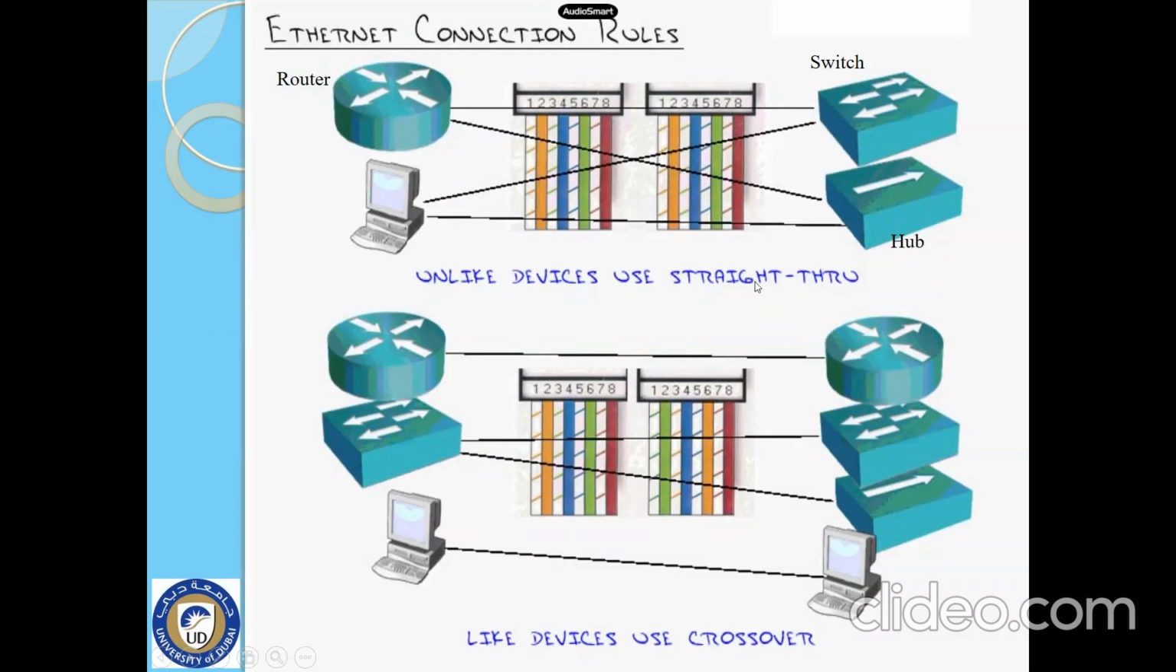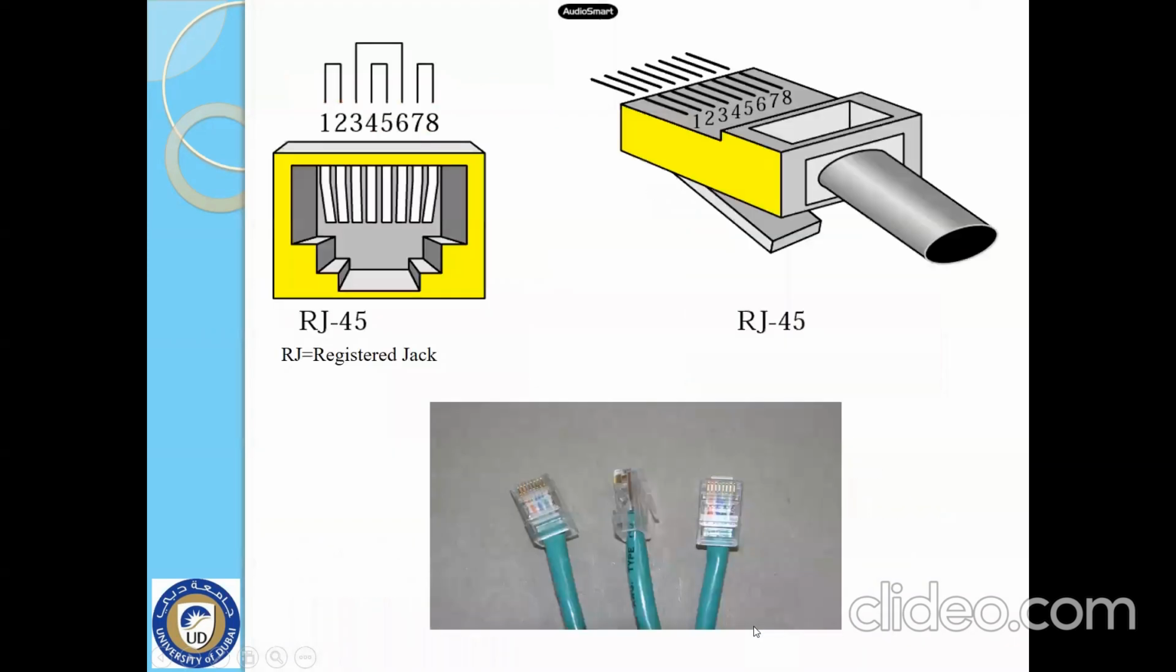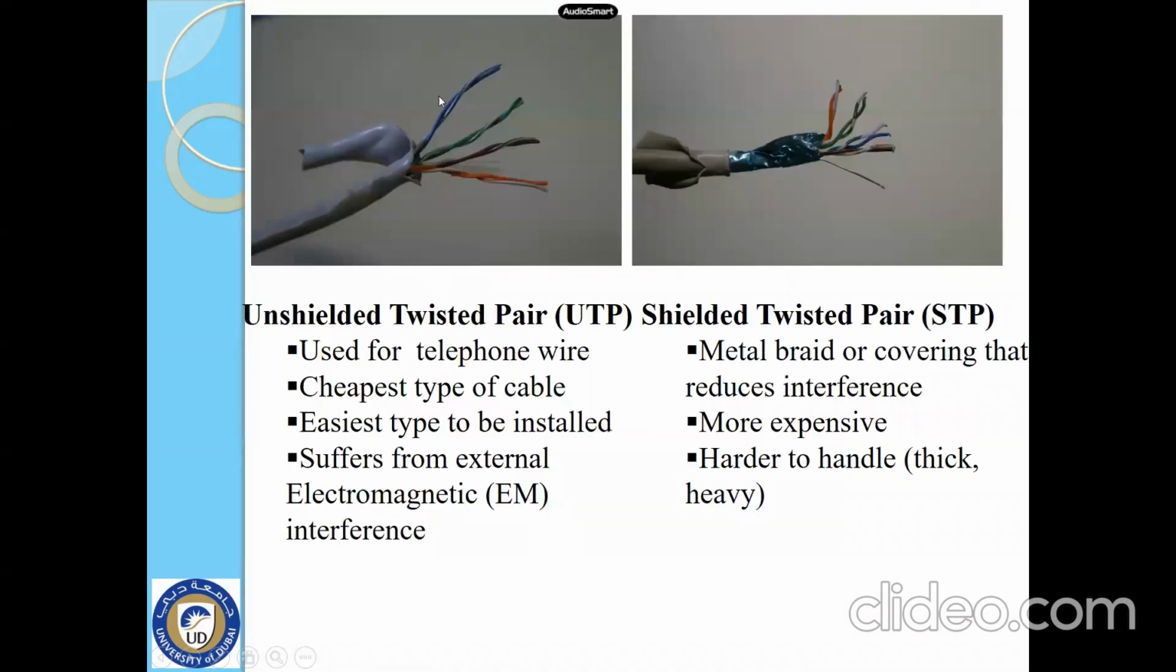So unlike devices use straight through, like devices use crossover. So keep that in mind. How to do that? Again, you have the color conventions when you put the pairs inside this part here. So assuming this is pair number 1, the blue, and the green one is another pair, the brown one the third pair, the orange one the fourth pair. So you do the connections based on that.